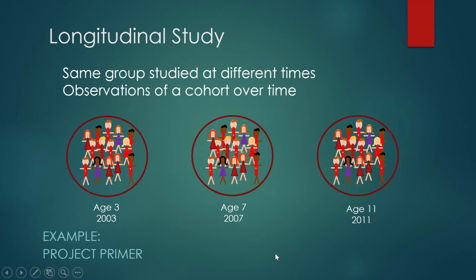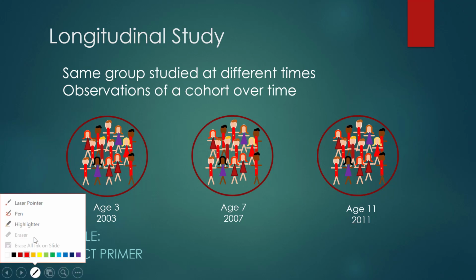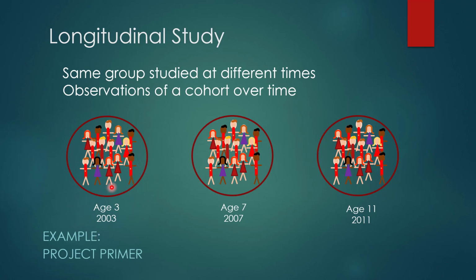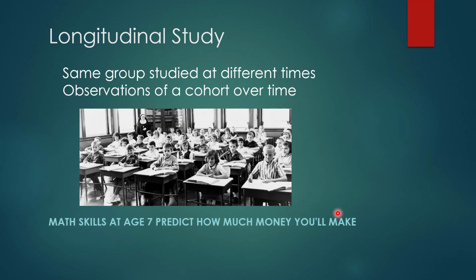So let's say here is age 3. We studied those individuals, and that's when they were done with that intervention. Then we came back after they were in elementary school and looked at those cognitive outcomes, and then again when they were all aged 11. So we're following that same group of individuals over time. It's the same cohort, studying them over time.